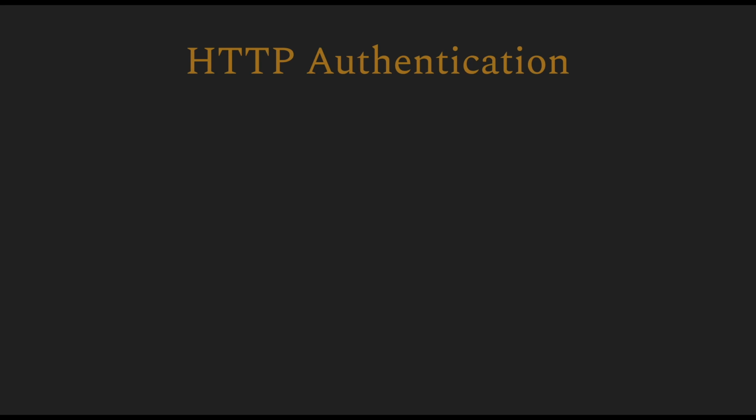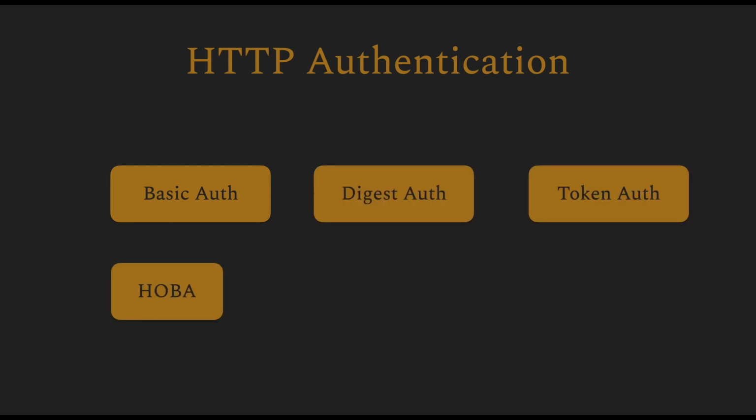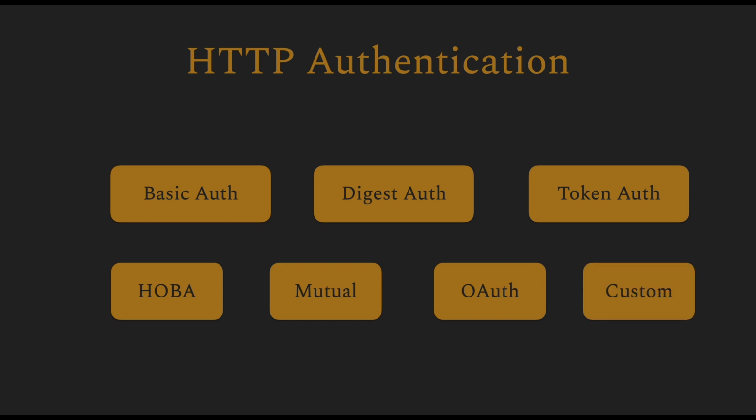There are many schemes for HTTP authentication, and some of the common ones are basic authentication, digest authentication, token-based authentication, HOBA or HTTP Origin-Bound Authentication, mutual auth, OAuth schemes, or some custom authentication. Each scheme has its own nuances, and it's difficult to cover all of these at once. For this video, we will only focus on basic and token authentication schemes.